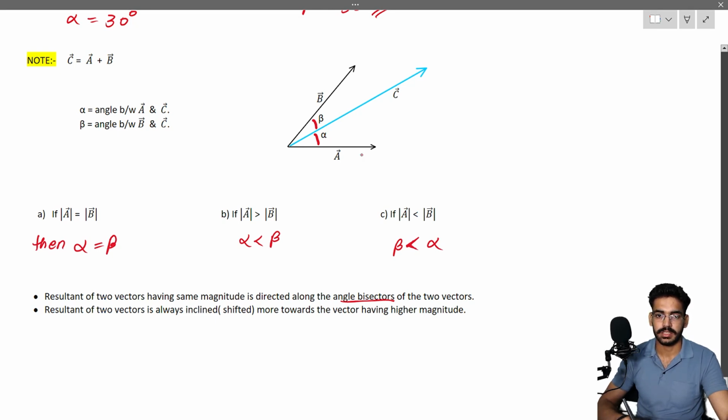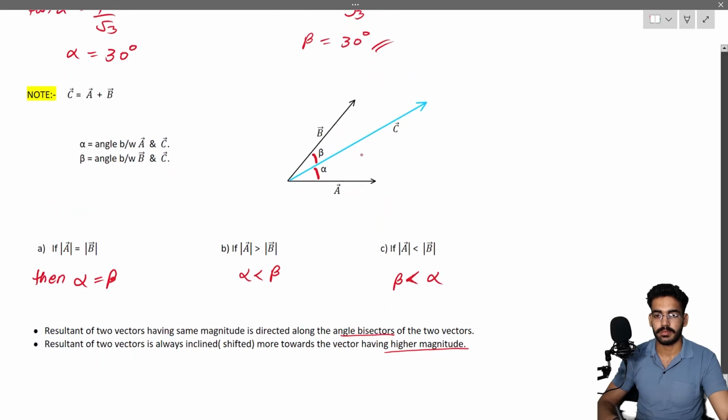The resultant of two vectors is always inclined, shifted more towards the vector having higher magnitude, okay. That's only what we did here. Whichever has the higher magnitude, A or B, the resultant will be inclined towards that vector, okay.